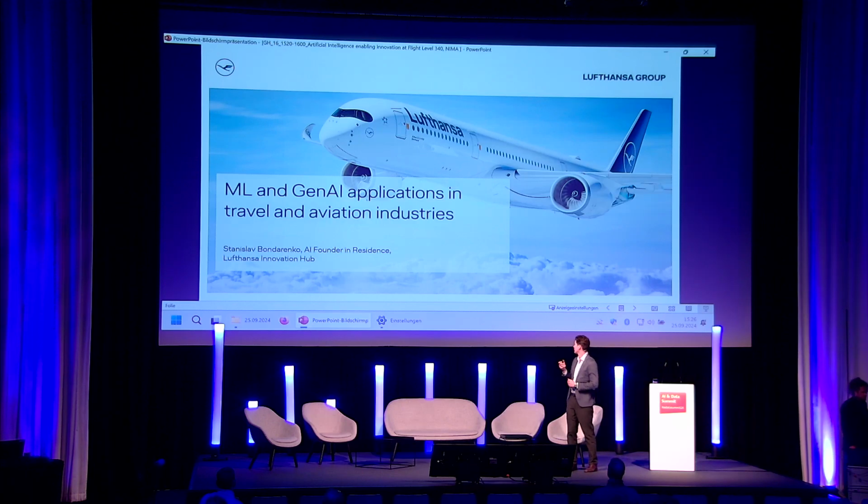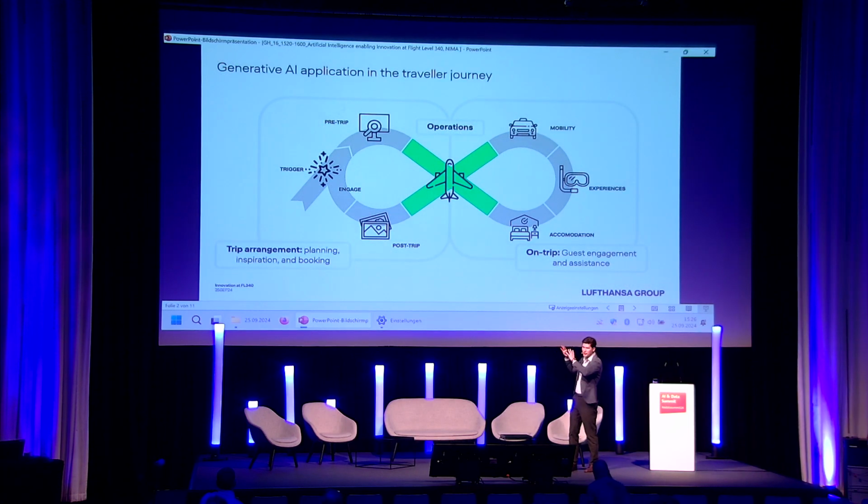So let me start with how we see the generative AI applications in travel in general. Basically, there is an idea that only the user-facing aspects can be improved, but we do not support that idea. We believe that we can use generative AI on the whole flow, from trip arrangement and planning the trip, to operations on the flight, to on-trip, such as guest engagement and assistance. And there are many applications along that journey.